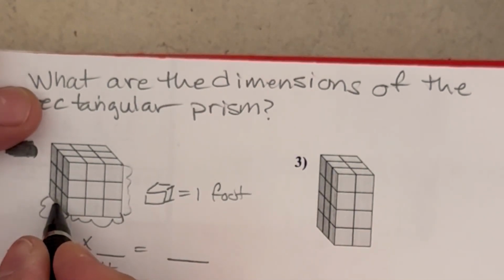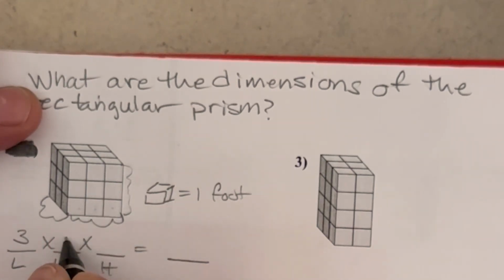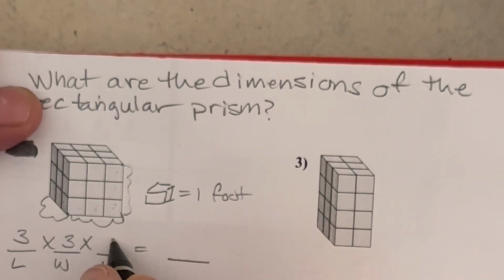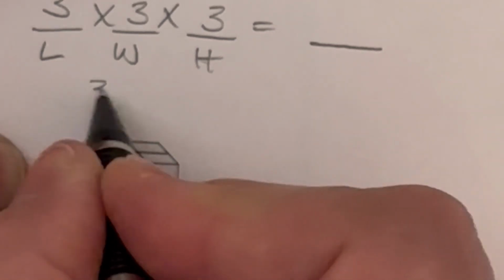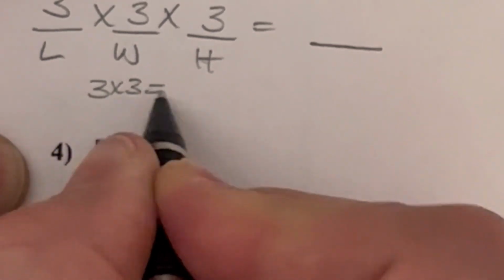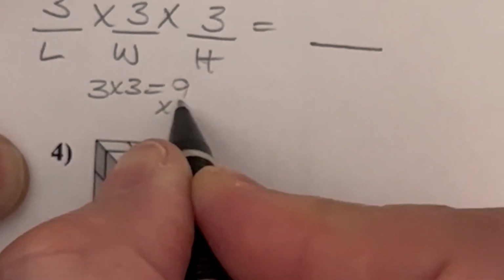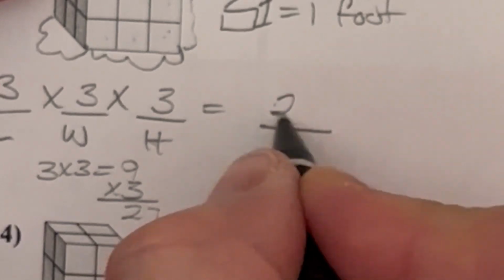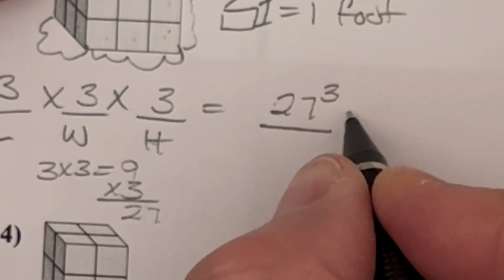Our length is 1, 2, 3. Our width is 1, 2, 3. And our height is 1, 2, 3. So we can do the math right here. 3 times 3 is 9. 9 times 3 is 27. So we know that the answer is 27 cubic feet.